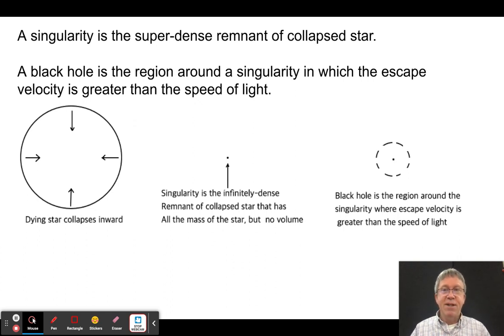Okay, now let's talk some really cool stuff. Let's talk black holes. I think most of us like this. A black hole is basically formed when we have what's called a singularity. A singularity is this super dense, infinitely dense remnant of a collapsed star. And a black hole is a region around that singularity, that dead star, in which the escape velocity exceeds the speed of light.